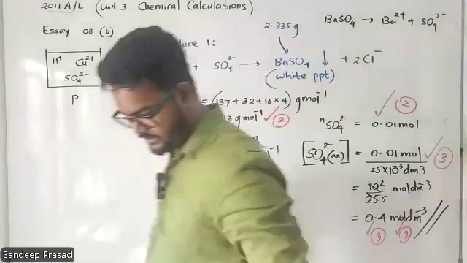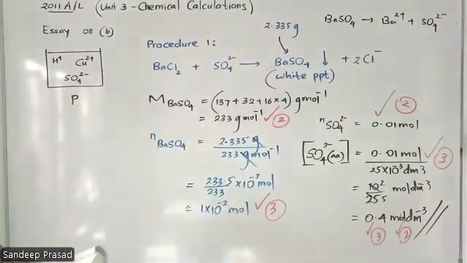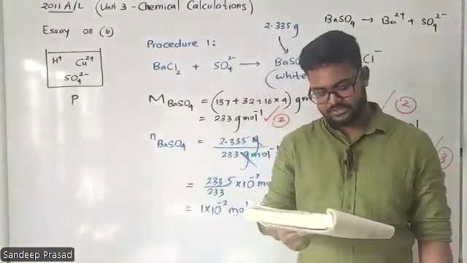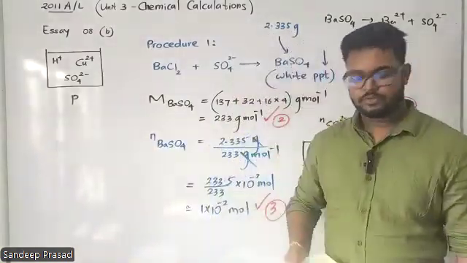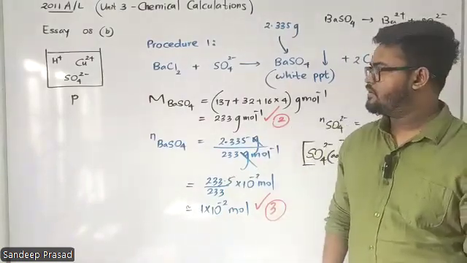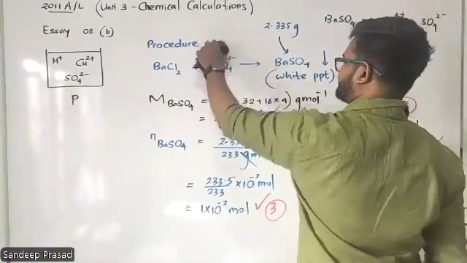Right. Now let's move to procedure number 2. Hydrogen sulfide was bubbled through 25 cubic centimeters of solution P to precipitate copper 2 plus as copper sulfide. Let's move to procedure number 2.